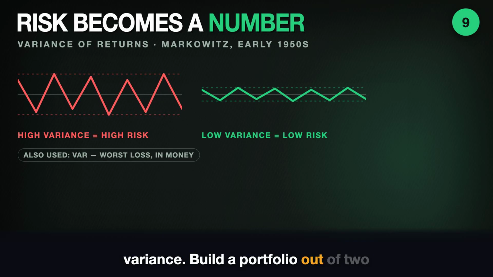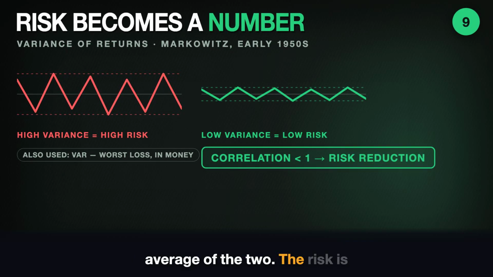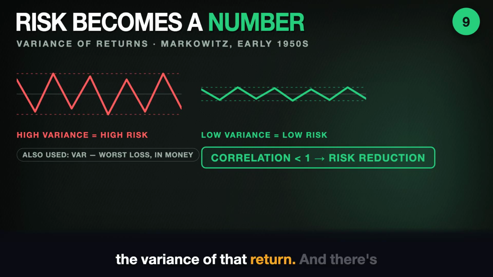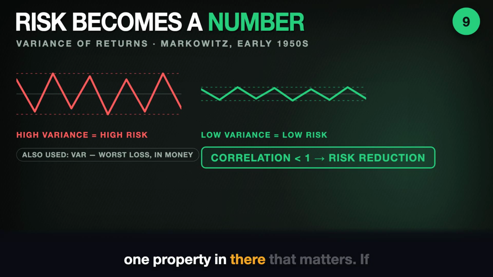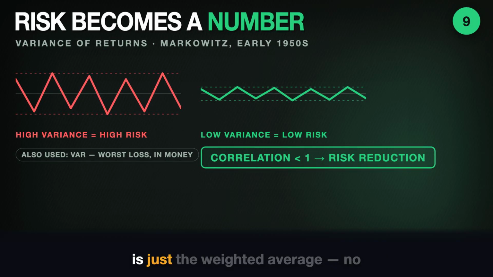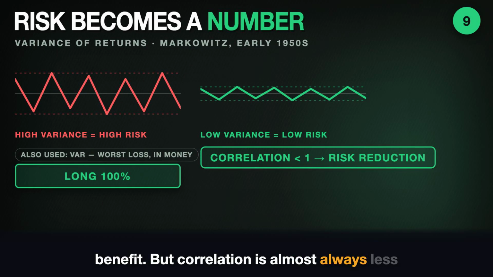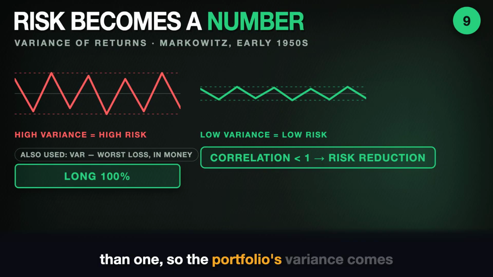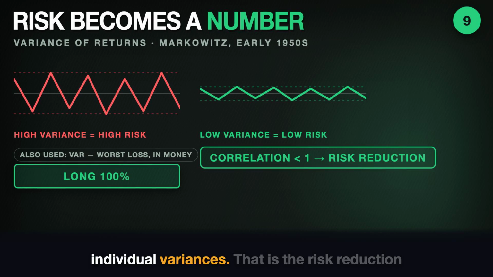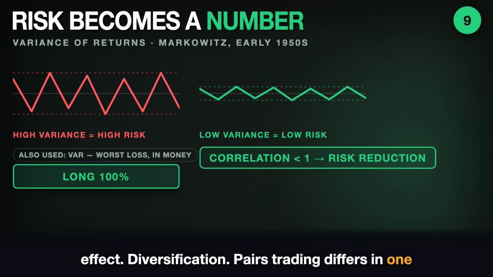Build a portfolio out of two stocks, and the return is the weighted average of the two. The risk is the variance of that return, and there's one property in there that matters. If the two stocks move identically, the variance is just the weighted average, no benefit. But correlation is almost always less than 1, so the portfolio's variance comes out below the weighted average of the individual variances. That is the risk reduction effect. Diversification.